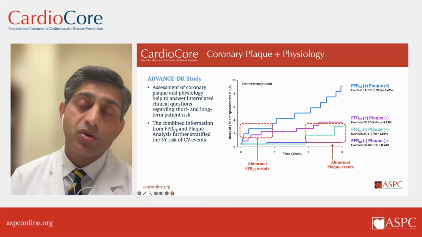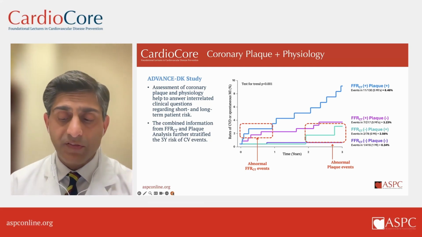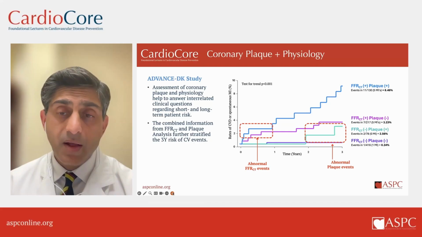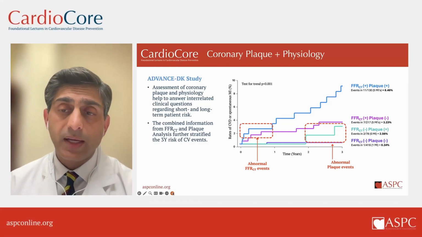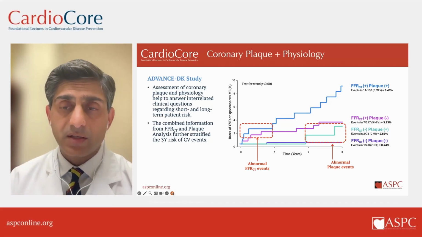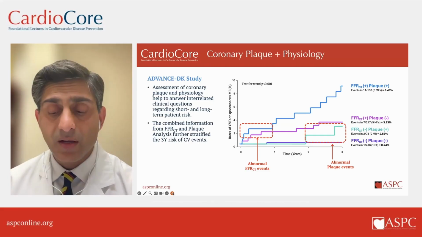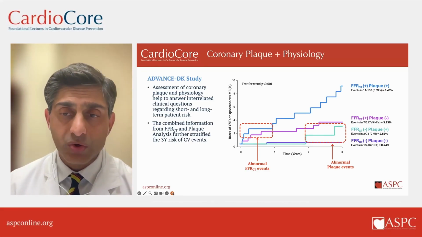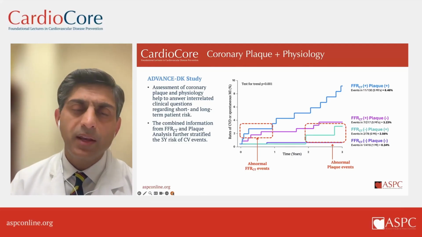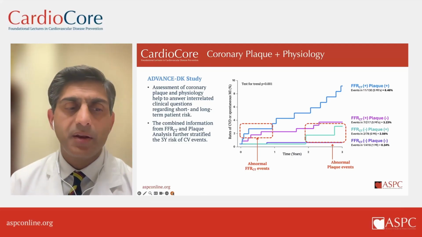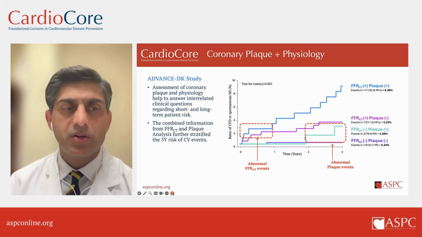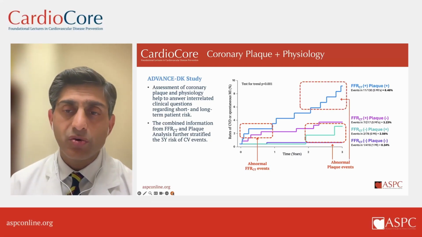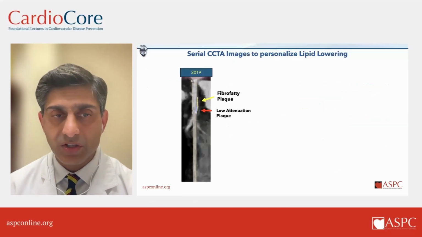So in summary, patients who had an abnormal FFR appear to have a higher incidence of events at year number 1. Patients who had a high total plaque volume appear to have a higher number of events at year number 3. And when I talk about plaque volume, I'm talking about the top quartile. So you really need to look at FFR and total plaque volume together, and plaque analysis, to give a true identification of risk.